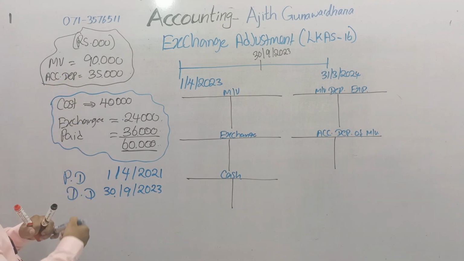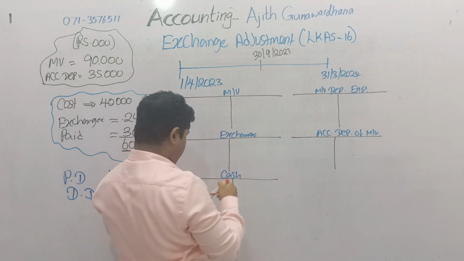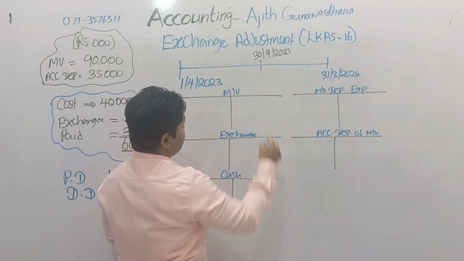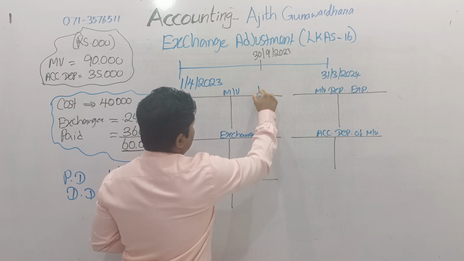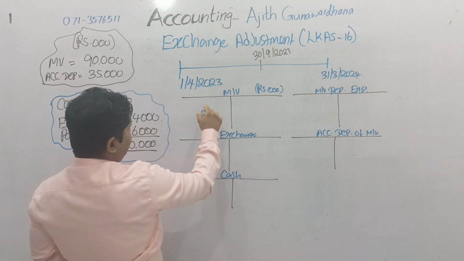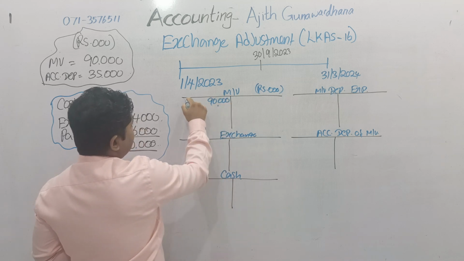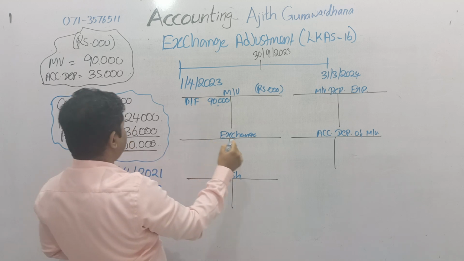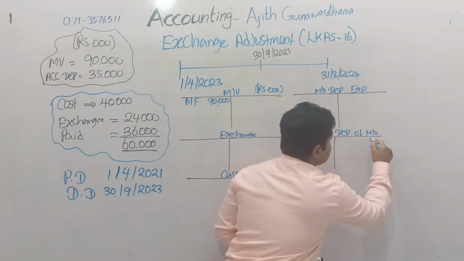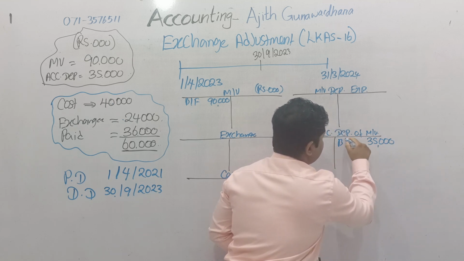At first, prepare the ledger accounts and take the balances available in the trial balance. The cost value equals 90,000, with all values recorded in thousands. Motor vehicle balance brought forward is 90,000 on the debit side as BBF. Accumulated depreciation is also given, with a balance of 35,000. Those are the balances available in the trial balance.